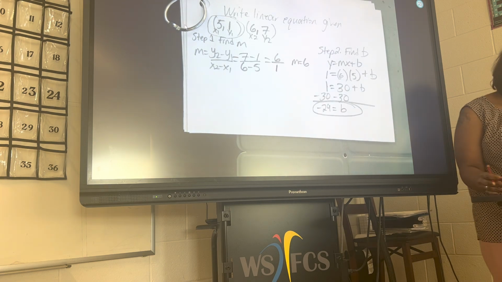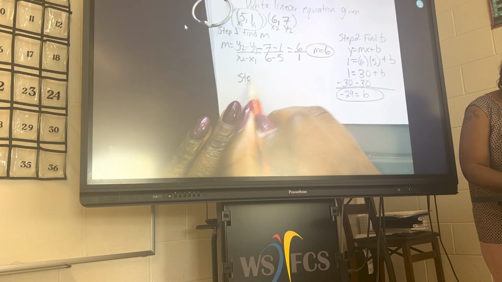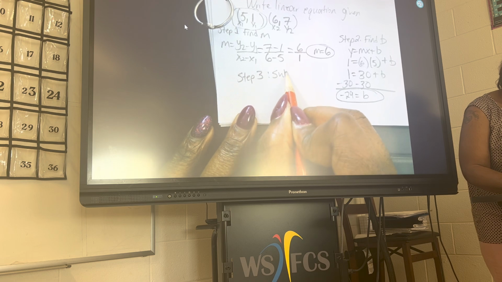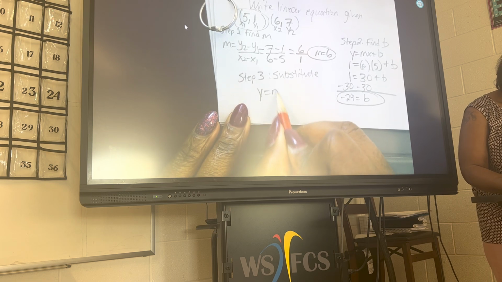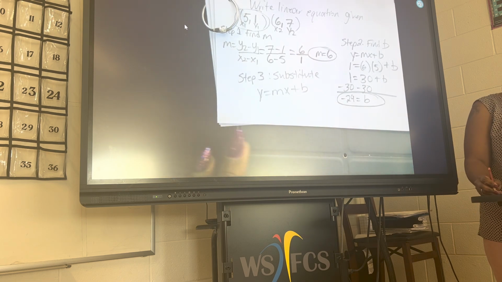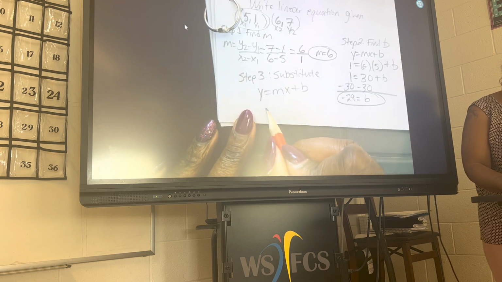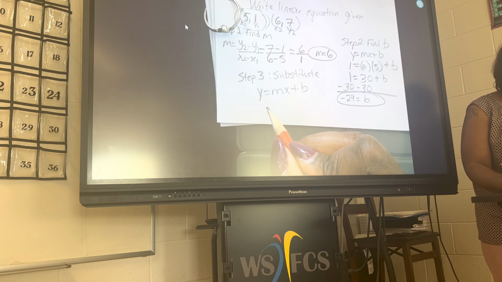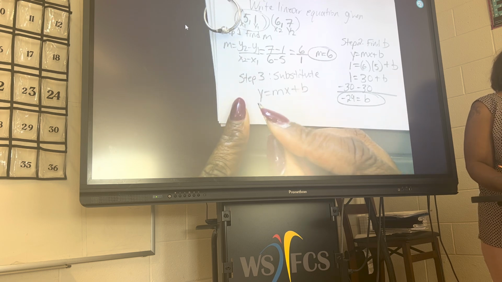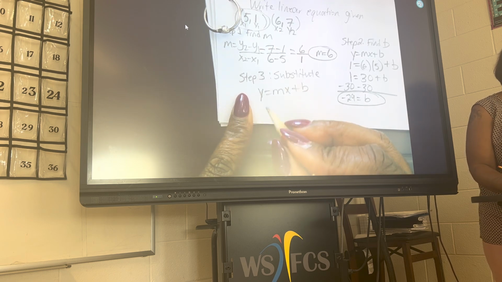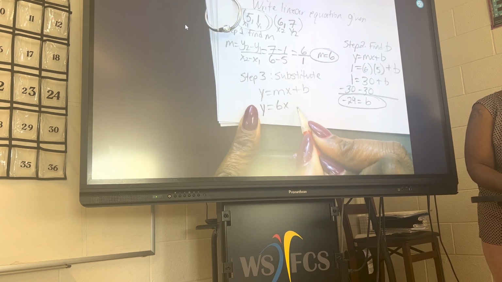And the last step, obviously, is to substitute m and b into the slope-intercept form. Step 3 is substitute. So you're going to replace m and b with 6 and negative 29. So how do you write the equation? Allison, I can't hear you, please. Y equals 6x plus 29. Very good.